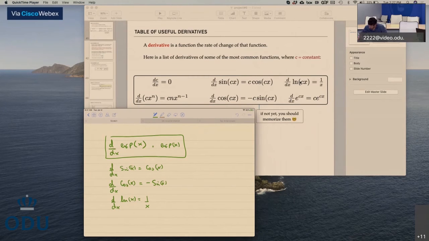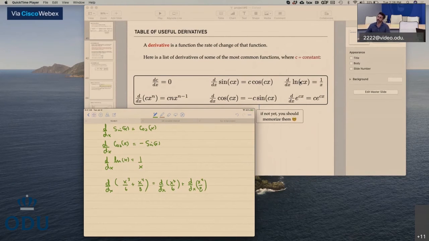And then the last one is this funny function that I defined, which was x cubed divided by 6, plus x to the 4th divided by 8, okay? And something that you should know is that the derivative of the sum of functions is equal to the sum of the derivatives of the individual functions. So that's that, okay?